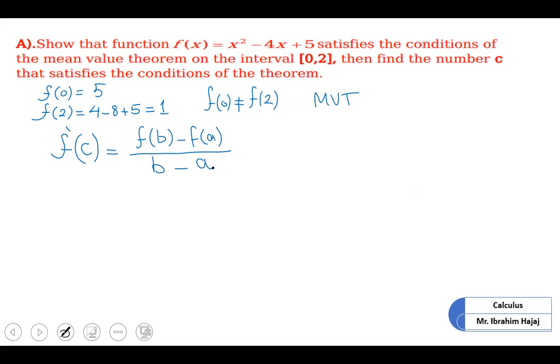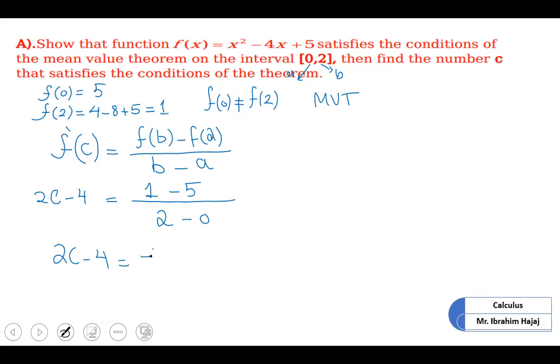When finding the derivative, it's going to give us 2x, but we are finding it here for c, so it's 2c minus 4, sorry, equals f of b, f of 2, because b here is 2, and a is 0. So f of 2, which is 1, minus f of a, which is f of 0. f of 0 is 5, and this all over 2 minus 0.